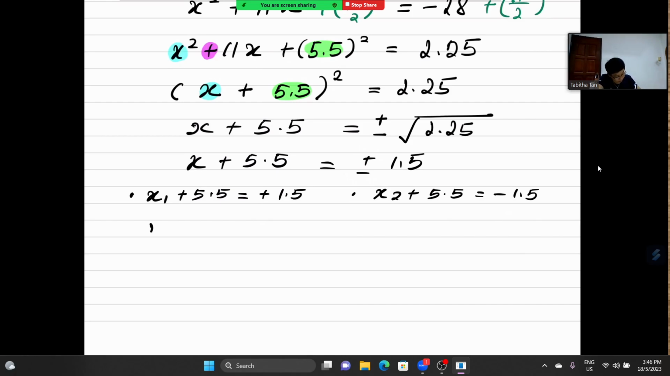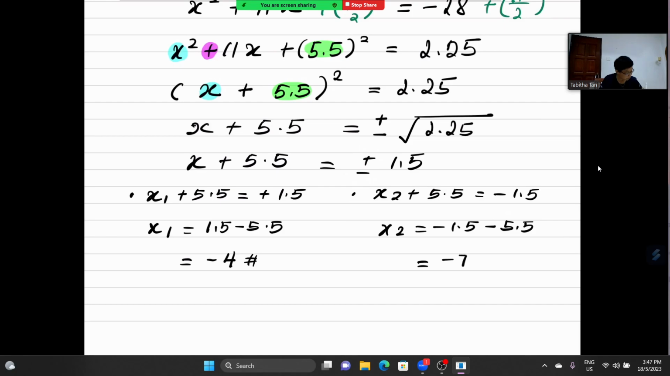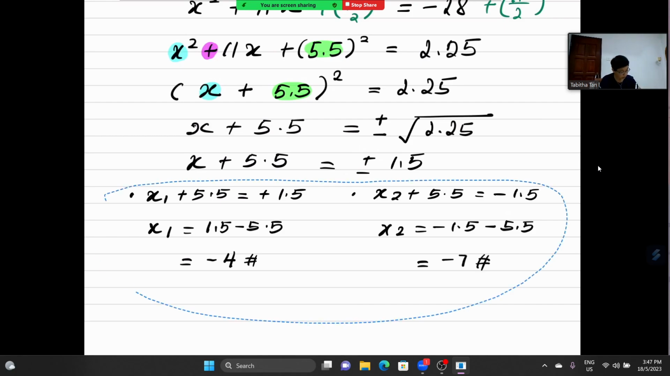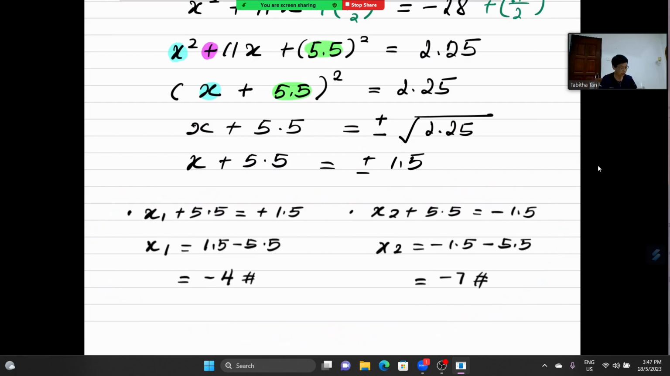With that, we're going to get x1 equals positive 1.5 minus 5.5, and that will give us negative 4. And how about here? x2 equals negative 1.5, and subtract 5.5 both sides, and that gives you negative 7. And there you go. So we have successfully solved the first example.